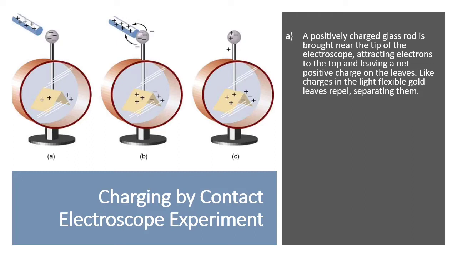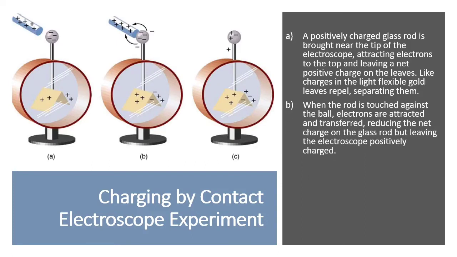The electrostatic force has a horizontal component that results in the leaves moving apart, as well as a vertical component that is balanced by the gravitational force. Similarly, the electroscope can be negatively charged by contact with a negatively charged object. In this example, A, B, and C, we are charging it with a positively charged object.